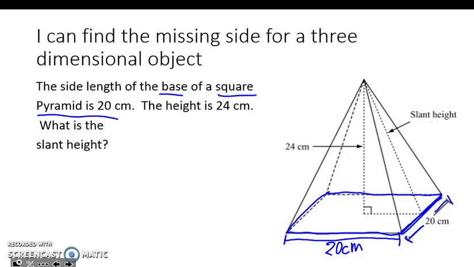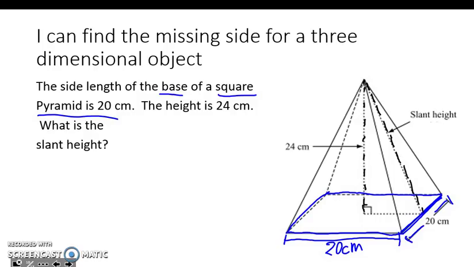Okay? Then they said the height is 24 centimeters. So the height on a square pyramid is through the middle of the pyramid. That's why it's a dotted line and it looks like it's in the center of that pyramid. And they're telling us that pyramid is 24 centimeters high. So from the bottom, if that was sitting on the floor, from the bottom up to the top, up to the point, through the middle, it's going to be 24 centimeters. They want to know how tall the slant height would be.